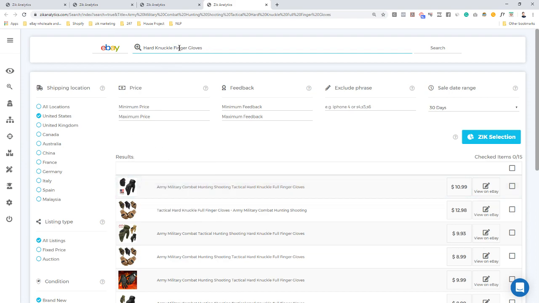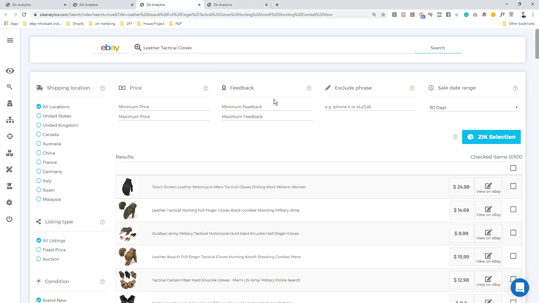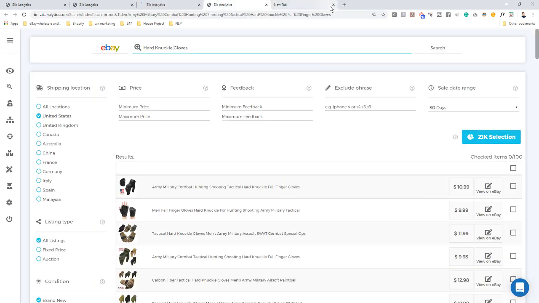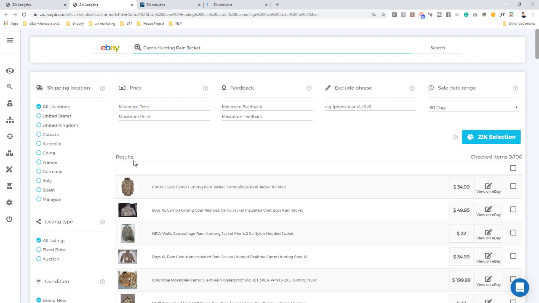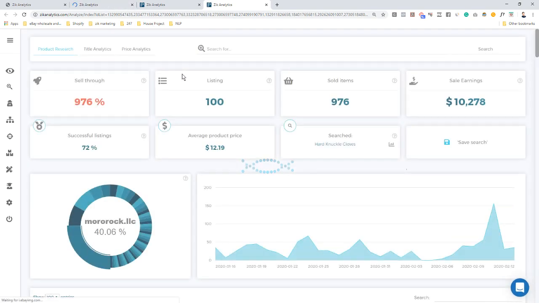Let's say hard knuckle gloves. So we got here 100 results. Here we got hard knuckle gloves, 100 results as well. And here we got 100 results. So let's start with this one because I have an interesting feeling about the hard knuckle gloves, that we can do something in. But guys, let's stop for a second.